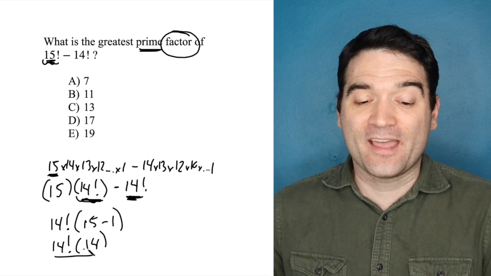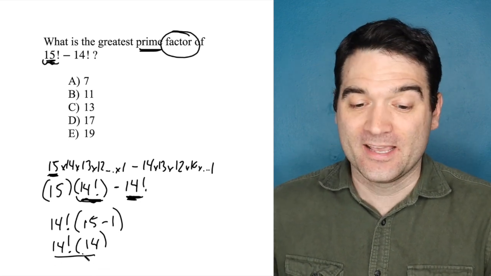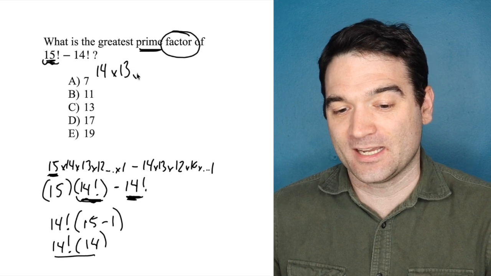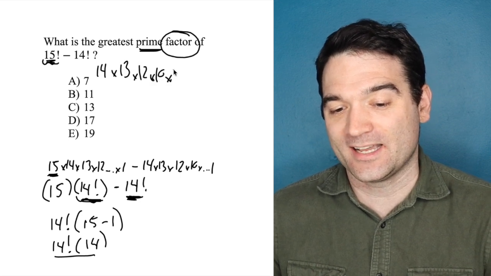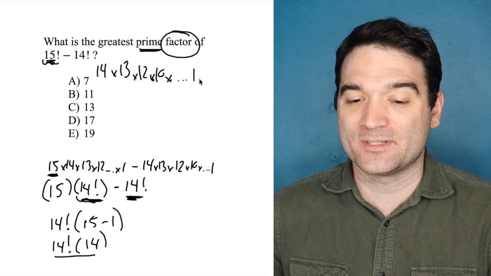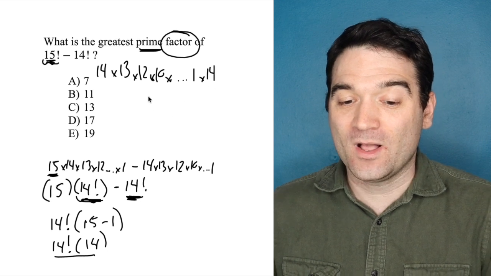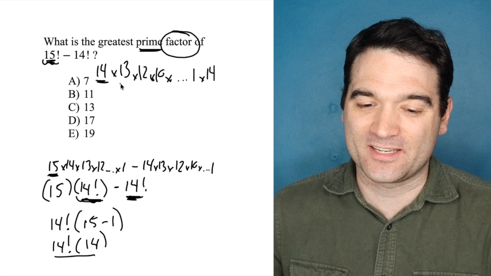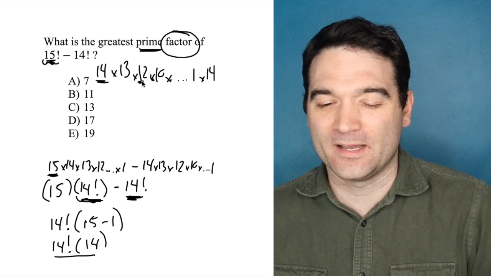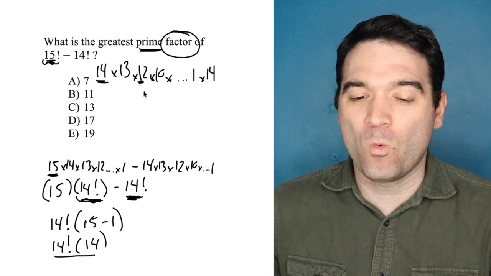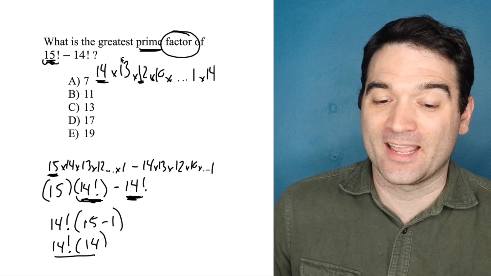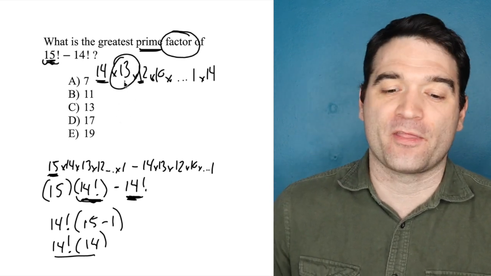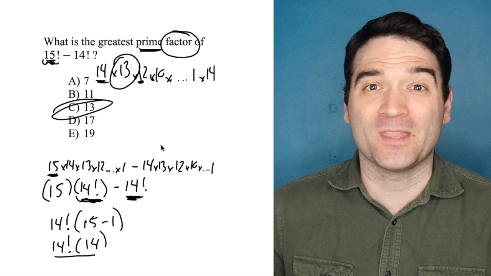Well, here's the thing. At this point, it's all multiplication, right? This is, and I'm just going to write this out, 14 times 13 times 12 times 11, all the way down to 1 times this extra 14 right here. Well, if I broke every number here down into primes, like this is 7 times 2 and this is 3 times 2 times 2, what would be the greatest prime factor remaining? It would be 13, right? You can't find a factor greater than 13 in that list. So C is the correct answer.